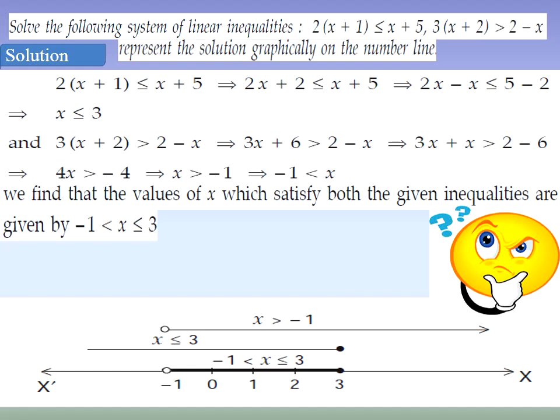Now what is the intersection of these two zones? So the intersection of the two zones, clearly from the diagram, is open interval minus 1 to close interval plus 3. So our answer is minus 1 is less than x, x is less than or equal to 3, or you can say open interval minus 1 to close interval plus 3.